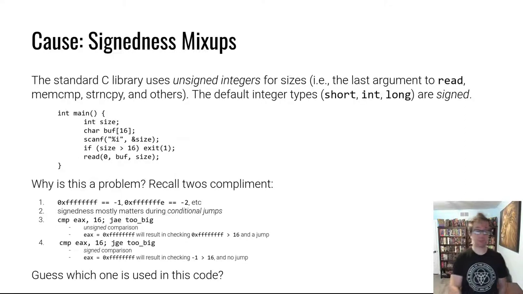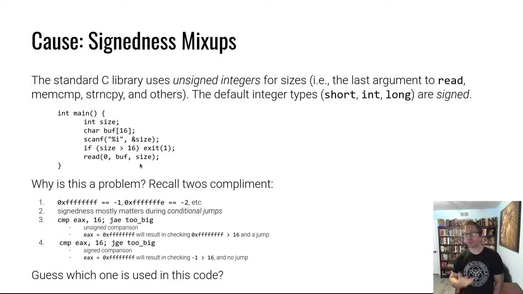So let's say you're a developer that wants to actually make something secure. You might create a program that makes a check that has a size. You read in the size of the user input from the user. Then you actually check if the size is too big. Exit if it's too big. Otherwise, you read the input of that size. So how can this be wrong?